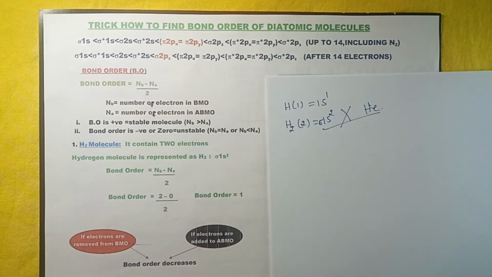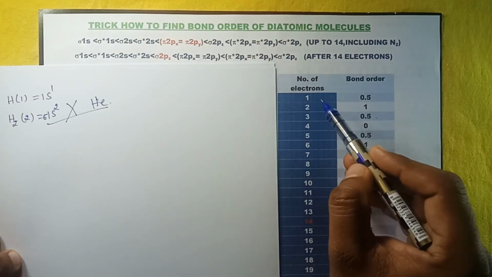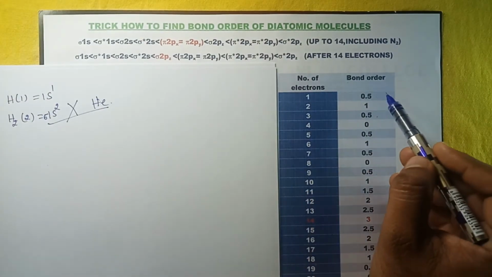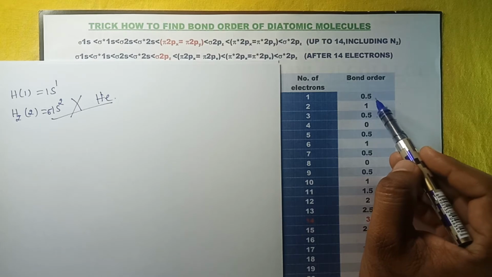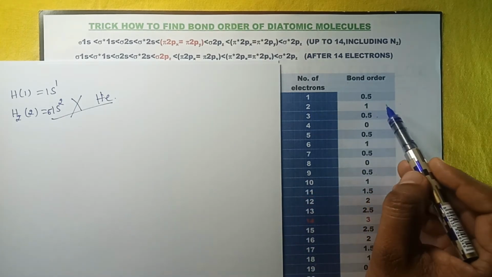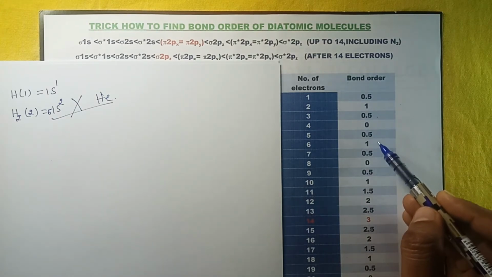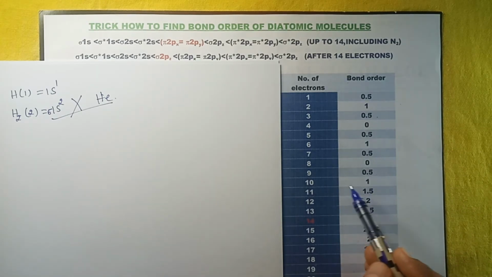Now I will show the trick. Look here friends. If a molecule contains 1 electron, then the bond order is 0.5, nothing but 1 by 2. If a molecule contains 2 electrons, bond order is 1. Just repeat the sequence: 0.5, 1, 0.5, 1, 0.5, 1, 0.5, 1. Just repeat up to 10.